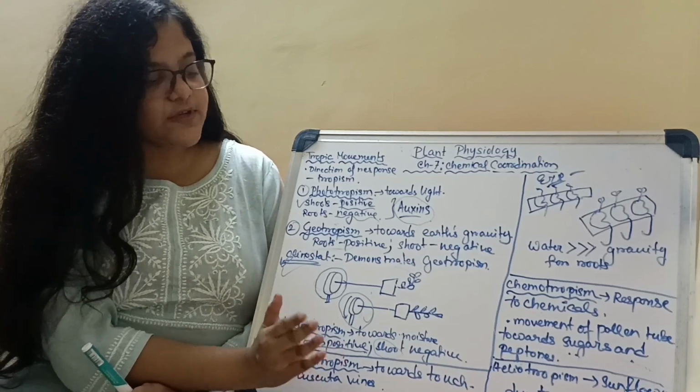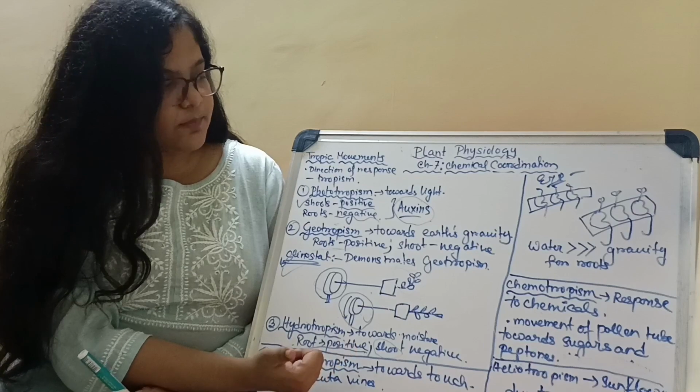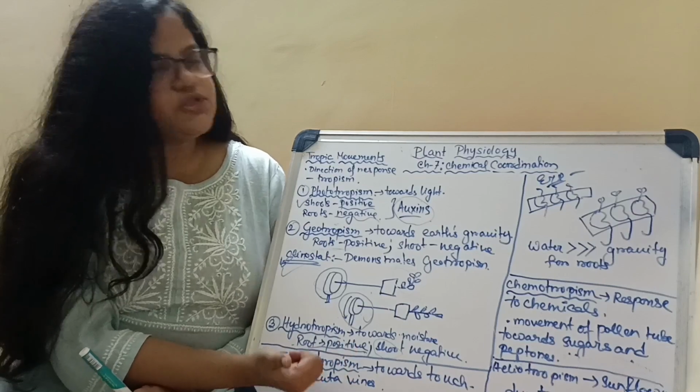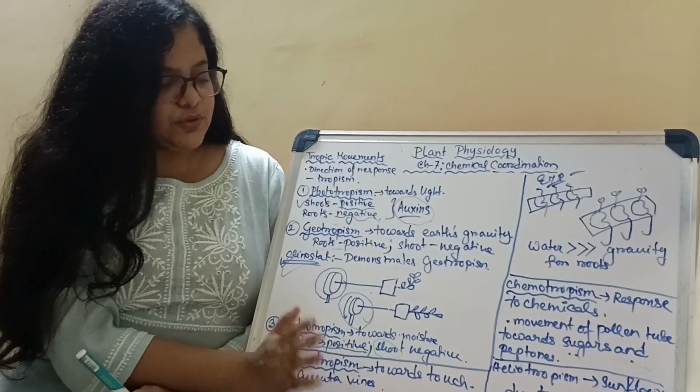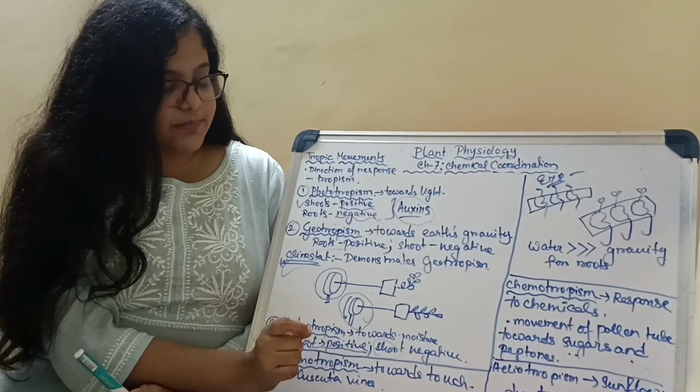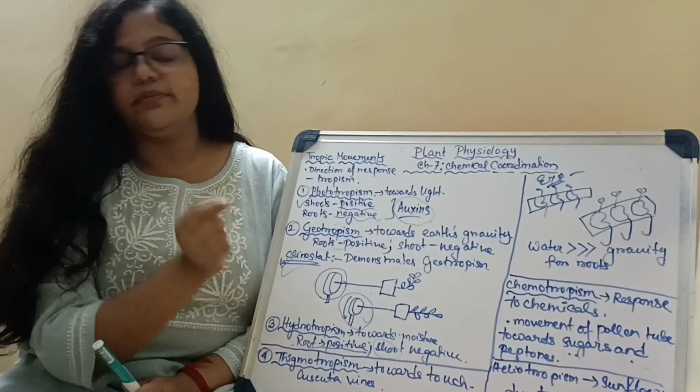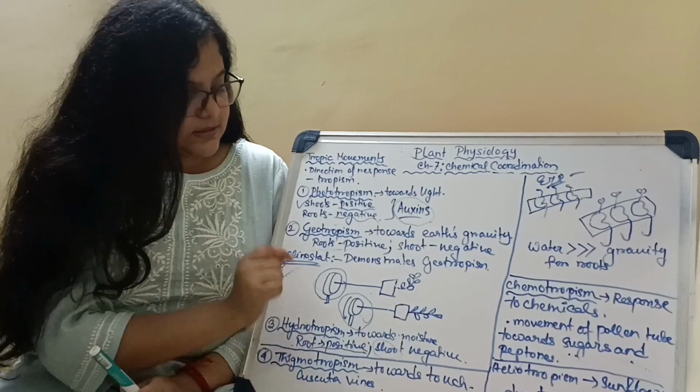Okay. So with this, we end all the tropic movements of the plants and also the chemical coordination chapter. I know this chapter is short, but this chapter is very important. You just cannot miss any of the points, right?